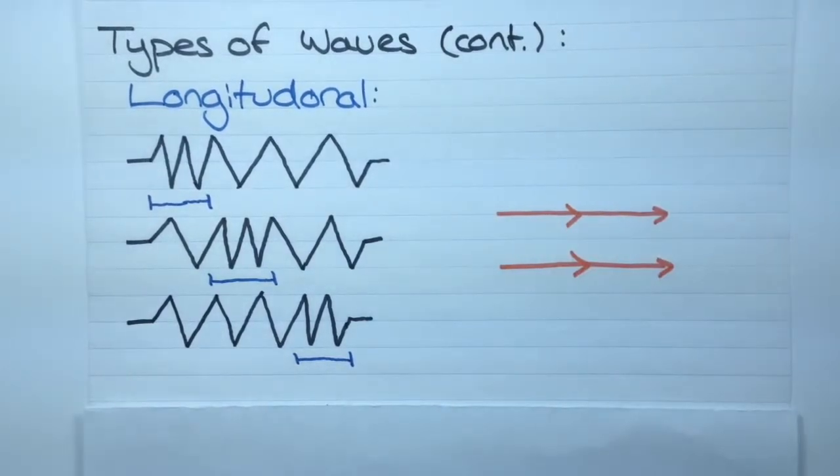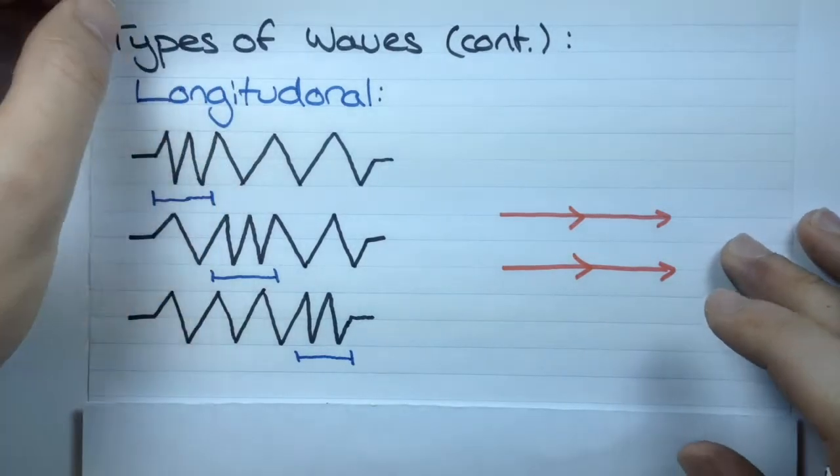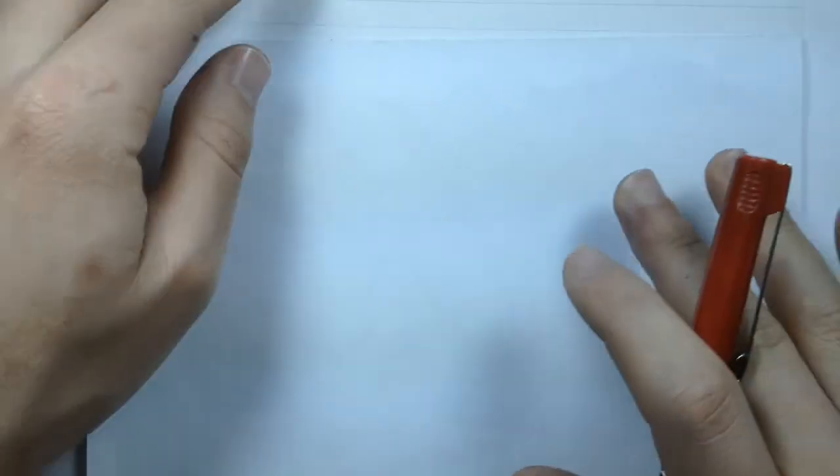So that's what makes a wave longitudinal, that the direction of the particles is parallel to the direction of the wave. Now there are other types which involve a combination of these two we've discussed, but they're not really included in this course. So let's move on to the anatomy.